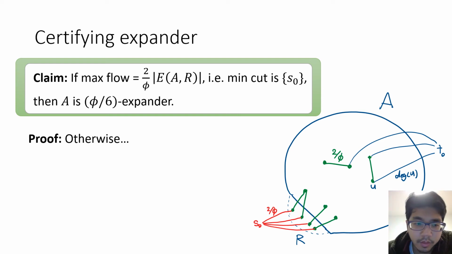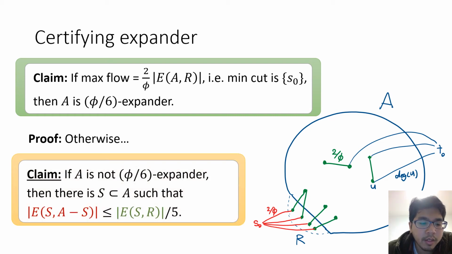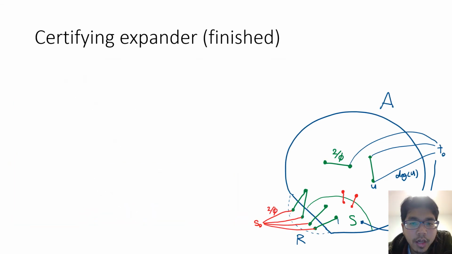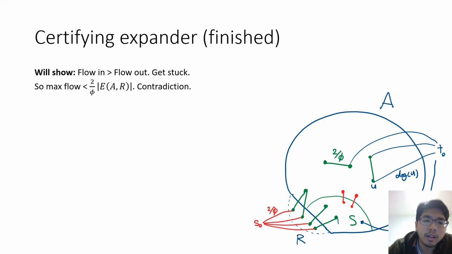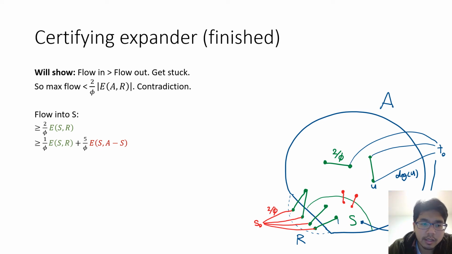then A will be a 5/6 expander. To see this is simple. Just assume otherwise, that A is not a 5/6 expander. By the claim that we just saw, there must exist a set S such that the red edges are much fewer than the green edges incident to S. Here we show that the flow going into S will be larger than the flow going out of S. So the flow must get stuck somehow, and because of this, the max flow must be less than what we claim, which is a contradiction. To see this quickly, the flow going into S is at least 2/5 times the green edges here, which is at least this.